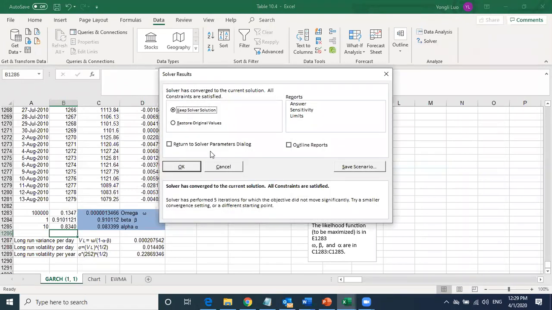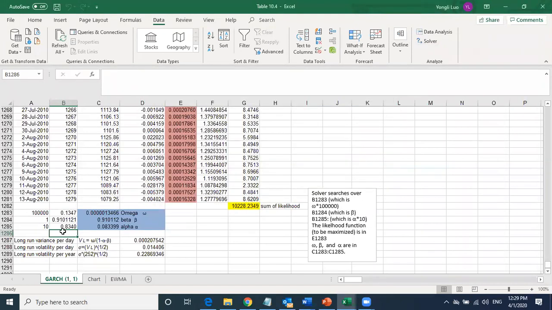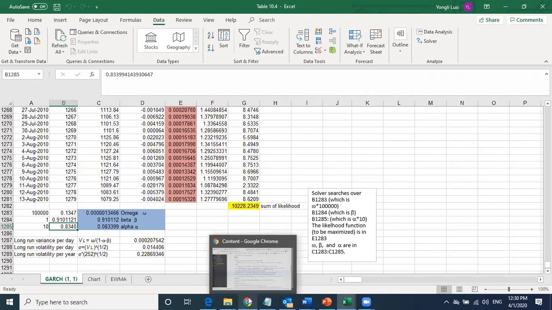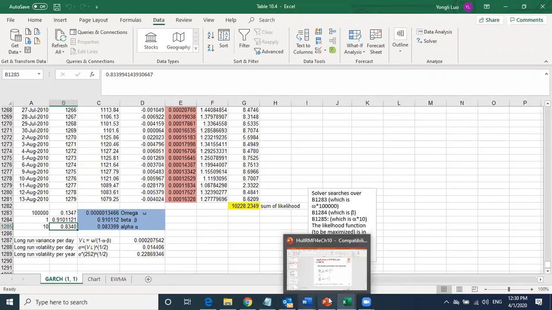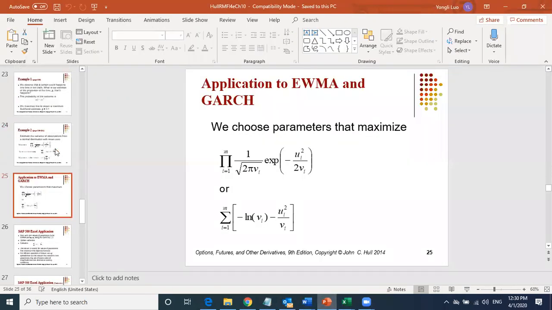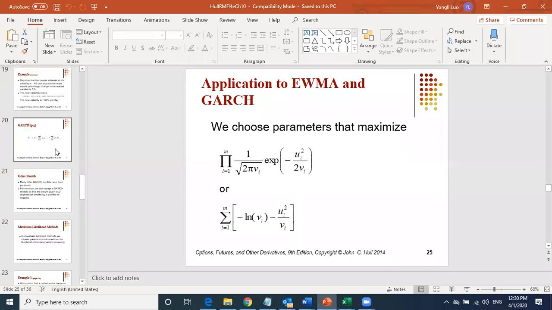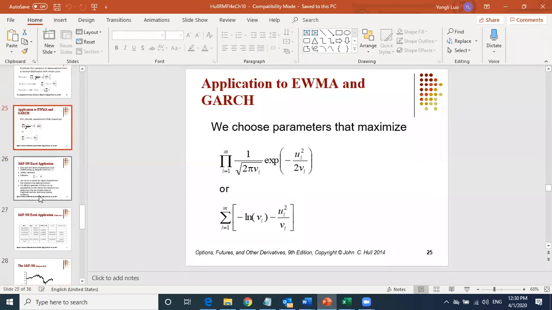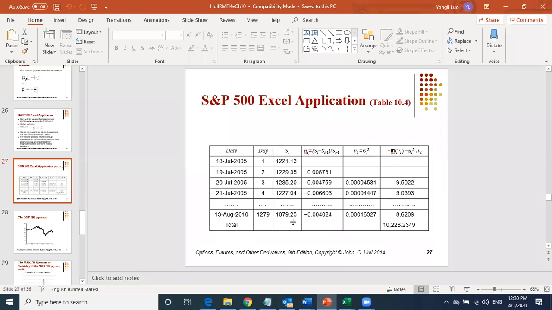Okay, so then you click on keep the solver solution and it's going to change. That's how you got the value. This is exactly why you can get the value from the textbook. So the textbook, remember, you have the alpha, beta, and the gamma. So how the Table 10.4, that's how you got the numbers.